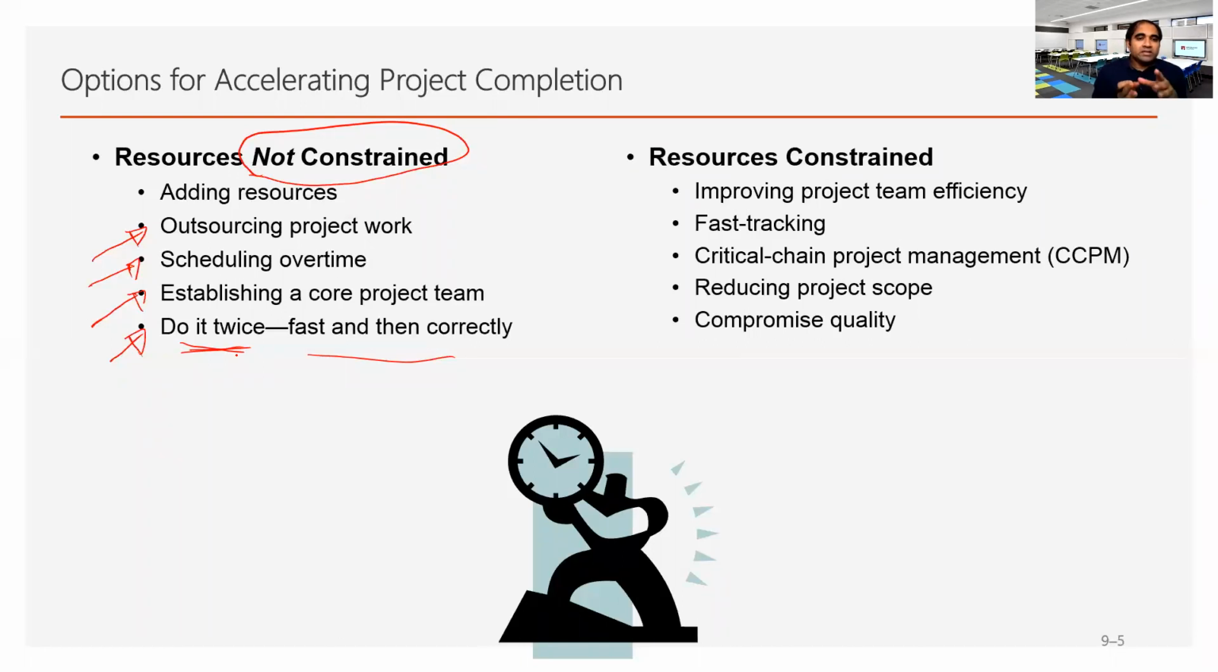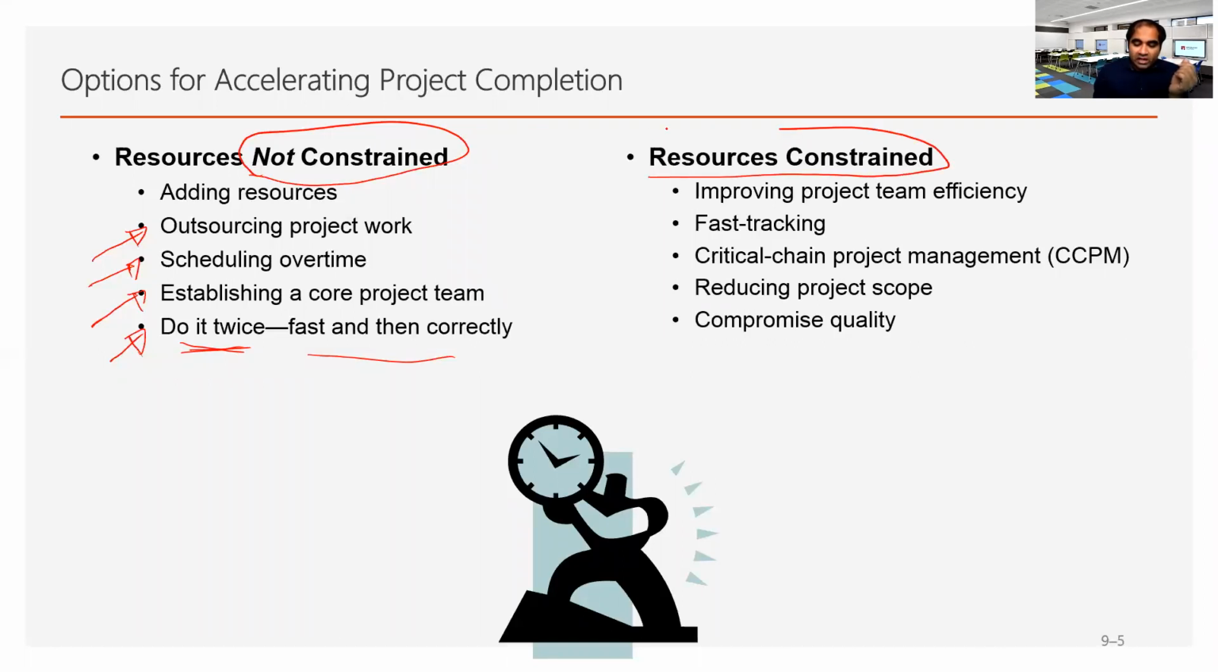So this is a very common practice mostly in the software industry. You can see that many software has been released early, and then you can always upgrade. The latest versions are coming quite often. So do it twice. That means very fast, do a very rough job, release it, and then try to modify it and refine it over a period of time. If the resources are constrained, now this becomes really, really critical.